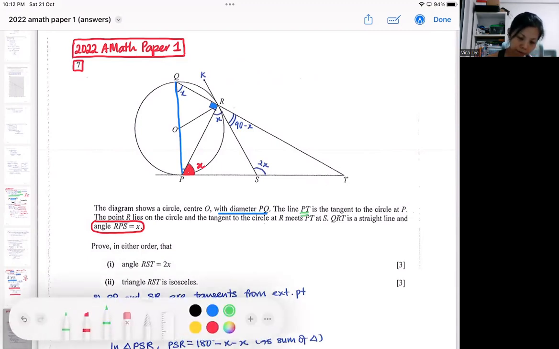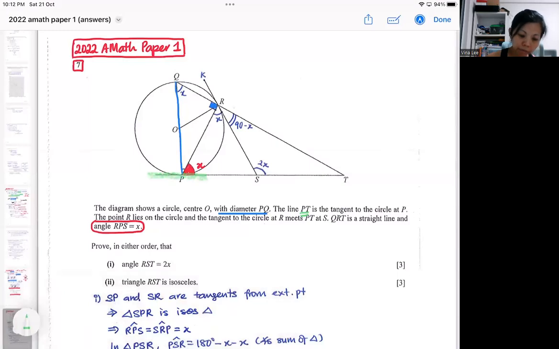So I'm going to draw my tangent. So PT is a tangent. Then R is on the circle and the tangent to the circle at R. So there's also another tangent at R, which is here. So you need to take notes. Where is the tangent that they mentioned? Okay, then QRT is a straight line.